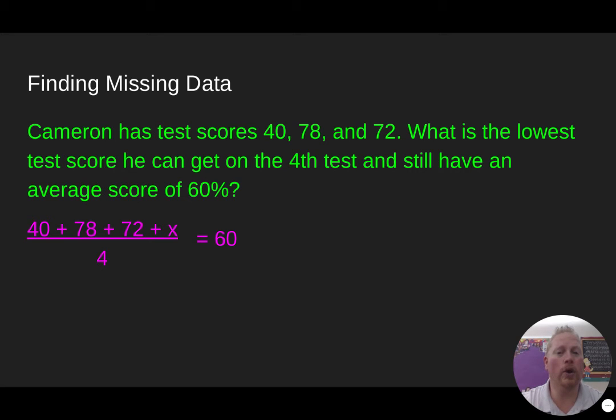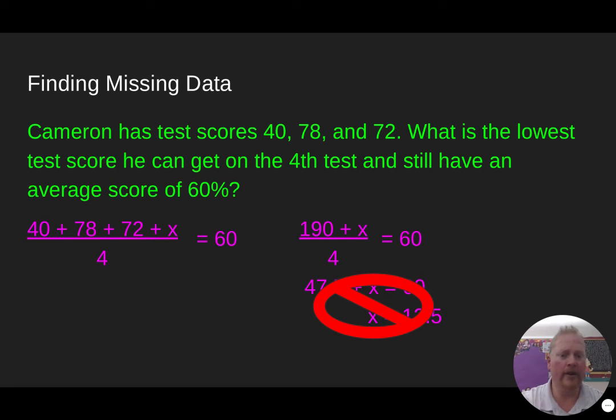Now let's talk about how to work out that equation. A lot of people will look at this and say, well, you add up the three numbers, and that's not bad. Let's add up those three numbers, and I get 190. Then some people will say, I've got the 190, and if I divide that by 4, I get 47.5. That is the wrong way to do that, because that 4 is not just dividing the 190, the 4 is dividing everything.